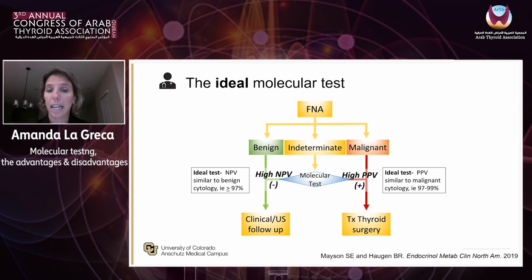And then ideally, we would also like to have a test with a high positive predictive value, ideally similar to malignant cytology, 97 to 99%. And this is a study of our group, Sarah Mason and Dr. Brian Haugen, published in 2019.